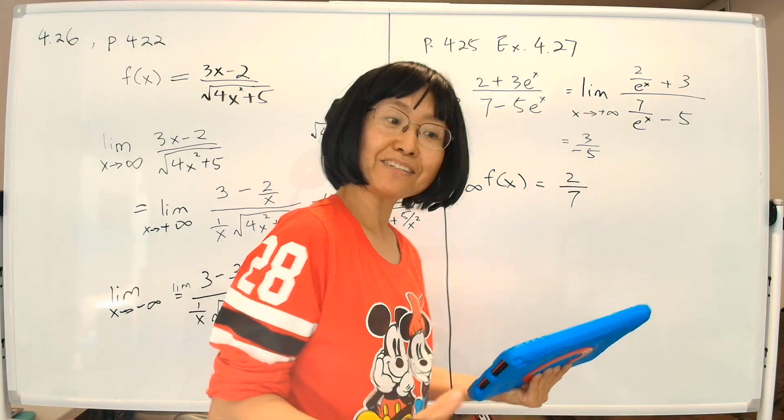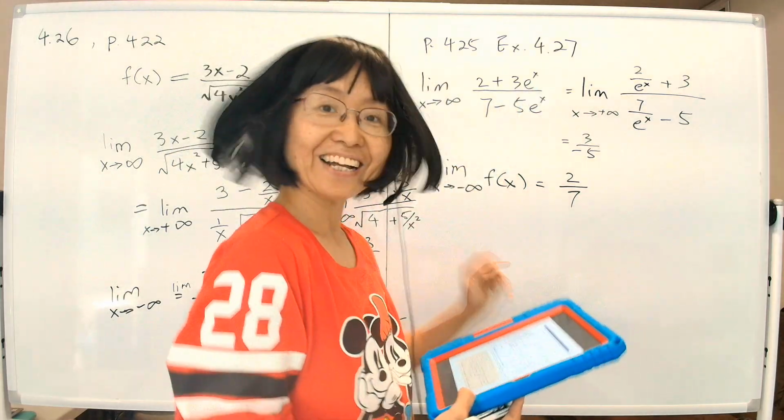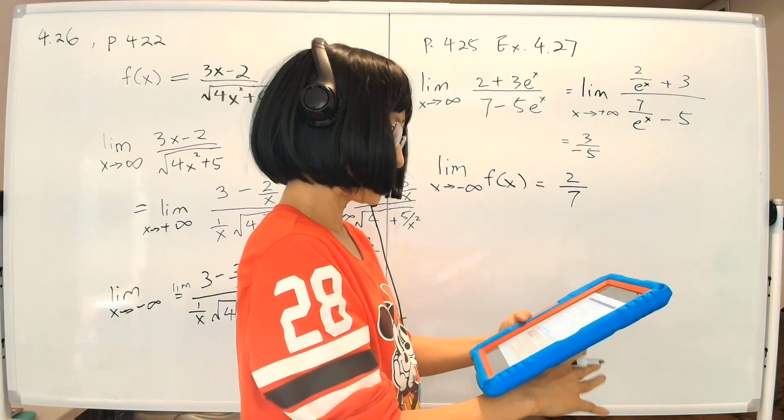So the negative infinity one is a one-step job. That goes even faster.